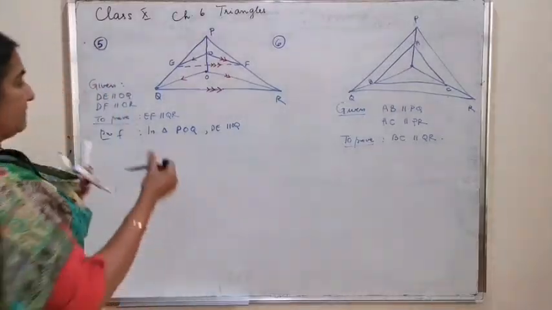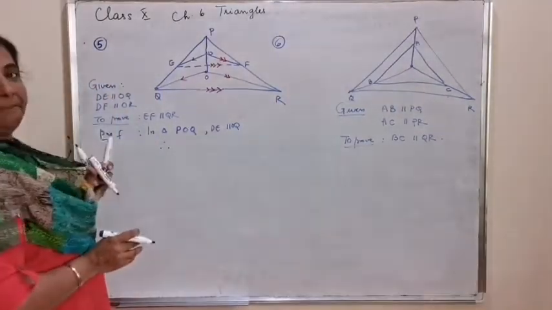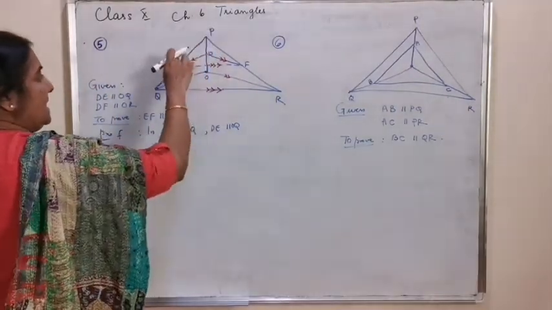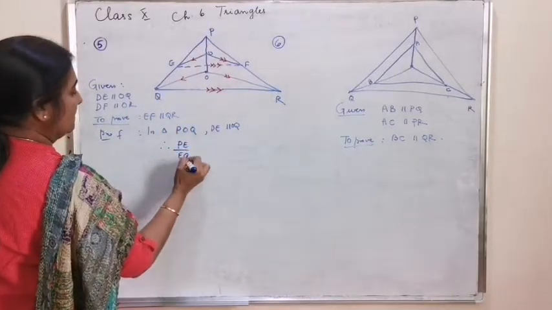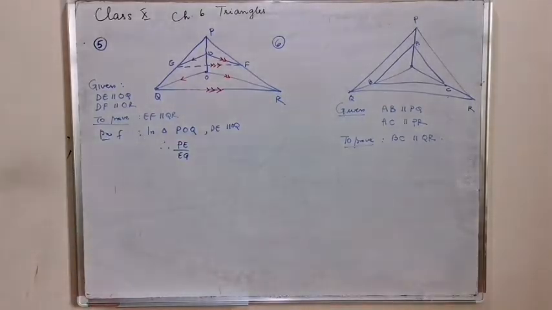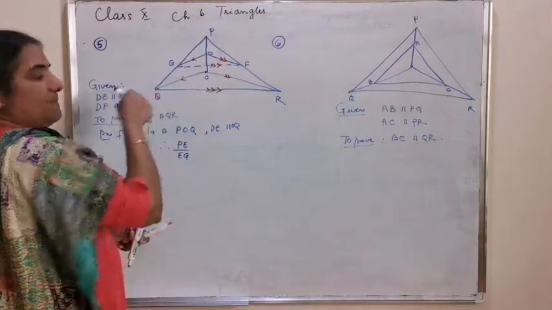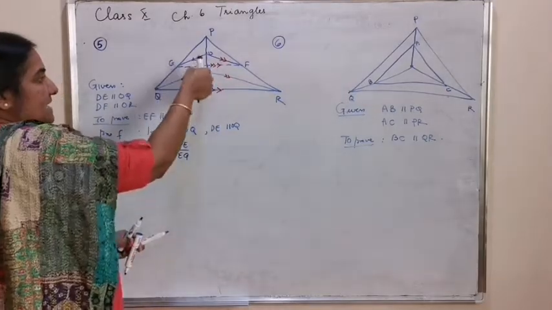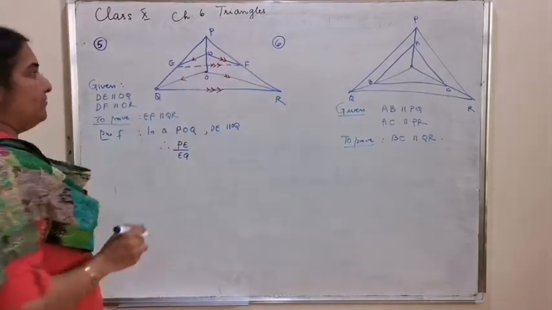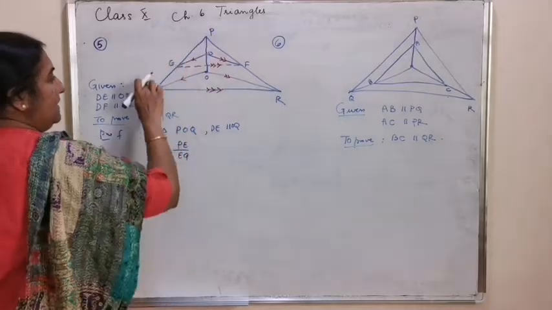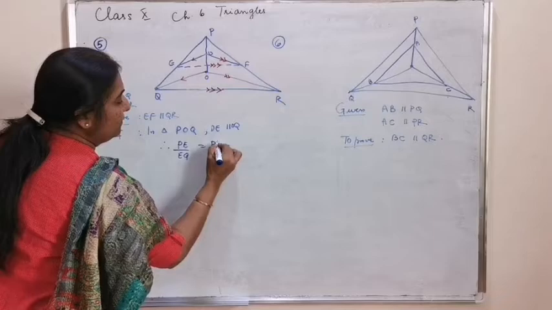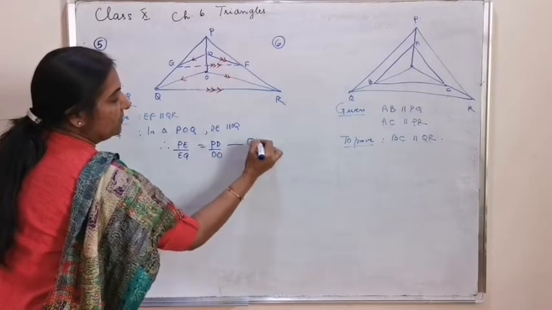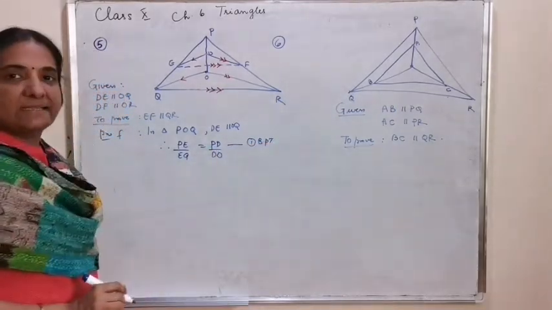Therefore, the parallel side is PE by EQ. In triangle POQ, DE is parallel to OQ. Therefore, PE by EQ is equal to PD by DO. Equation number 1, basic proportionality theorem.